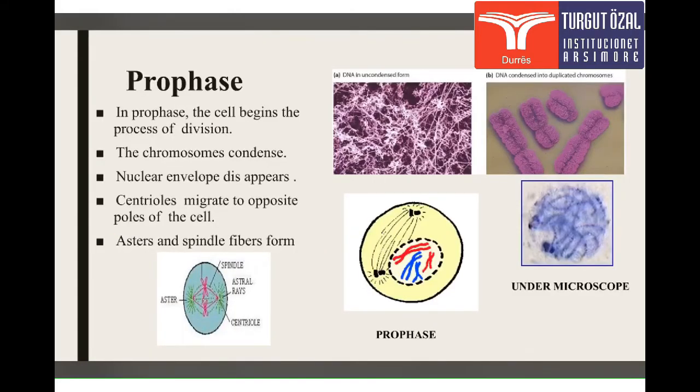What happens in prophase? In prophase, the cell begins the process of division. The chromosomes condense. The nuclear envelope disappears. Centrioles migrate to opposite poles of the cell. Asters and spindle fibers form.